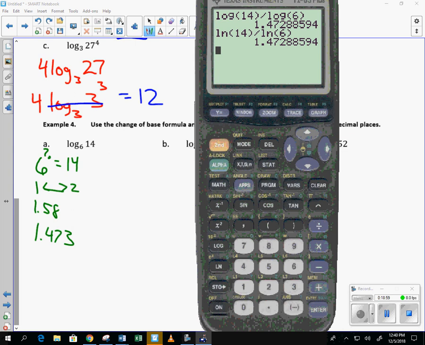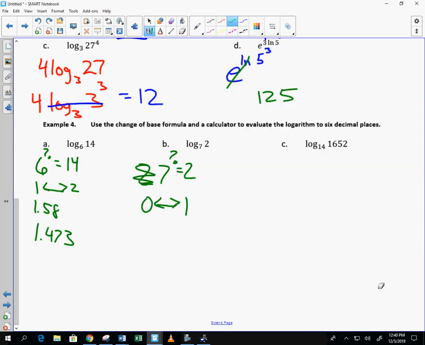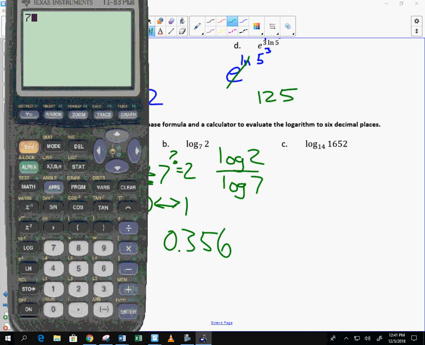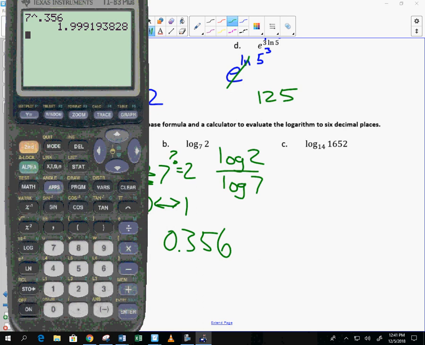Go. Compare your answers to a partner. As you're doing it, make sure you put the base on the bottom. This will be the log of 2 divided by the log of 7. I know that 7 to some power is 2. It's got to be between 0 and 1. What'd you come up with? 0.356. Awesome. So if you want to check your answer, just take 7 and raise it to the 0.356 power. And you're going to come out close. It's not exact, but it's pretty close, right?